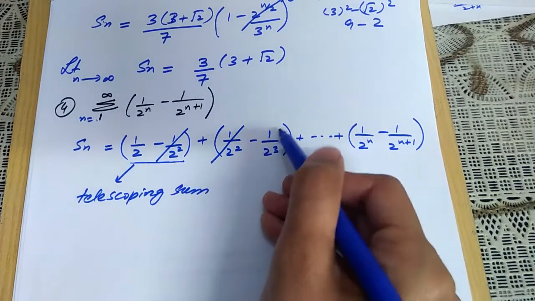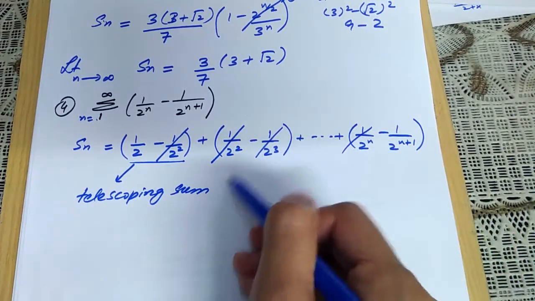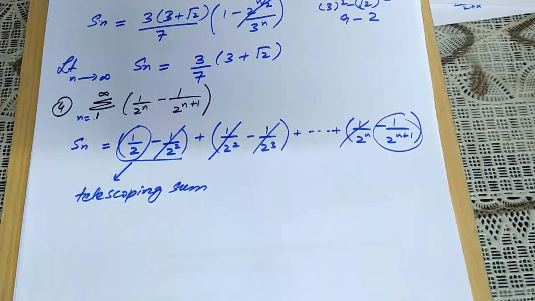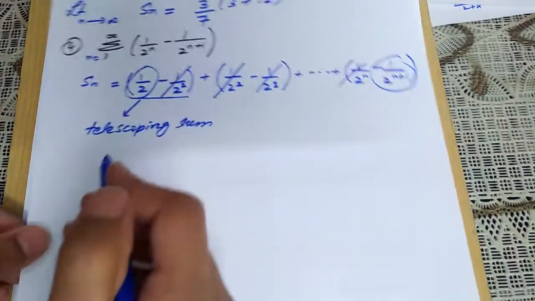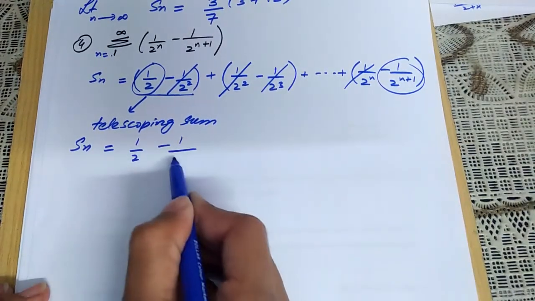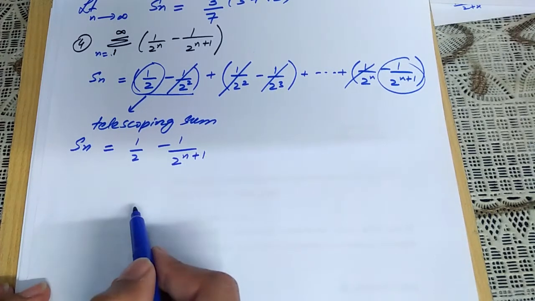So every term will be cancelled out, and only the first and the last term will be retained. So Sn, the sum of this series, will be equal to 1 over 2 minus 1 over 2 raised to power n plus 1.